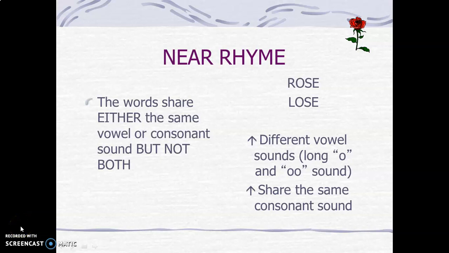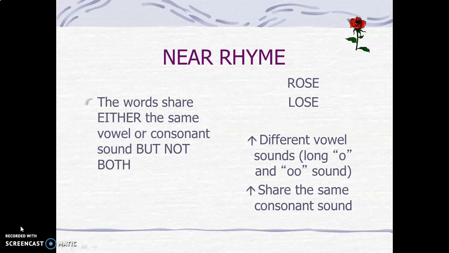Well, the third type of rhymes is called the near rhyme. Here, for instance, we have two words, rose and lose. Concentrate on those two words. You're going to find that the word rose includes a vowel sound, long O. O, rose. The second word is lose. Lose is totally different because the vowel sound is oo.